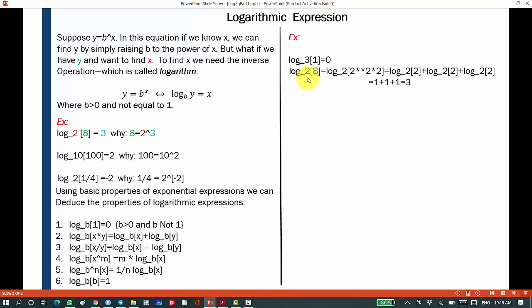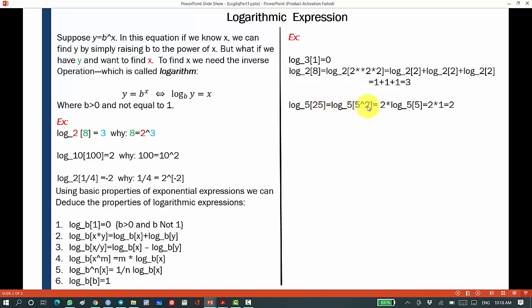Log base 2 of 8 is equal to log base 2 of 2 times 2 times 2 because 8 is 2 times 2 times 2. Then using the second property, we can write log base 2 of 2 plus log base 2 of 2 plus log base 2 of 2. And using the last property, we know that this is 1, this is 1, and this is 1, therefore we get 3.